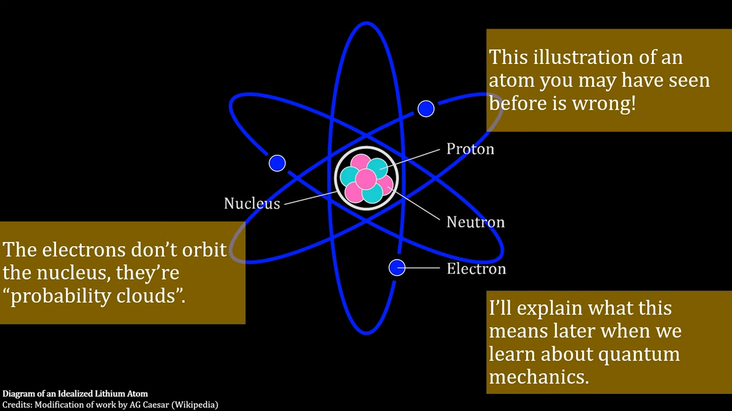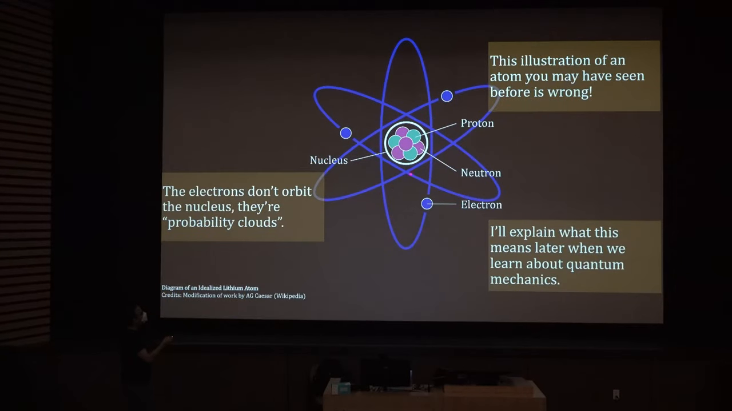Now this illustration of an atom you may have seen before is actually wrong, because here what you see is the nucleus with protons and neutrons inside it, and then there are electrons that orbit in these well-defined orbits like planets orbit a star. But that's not how it actually works. This is how people thought it actually worked 100 years ago.